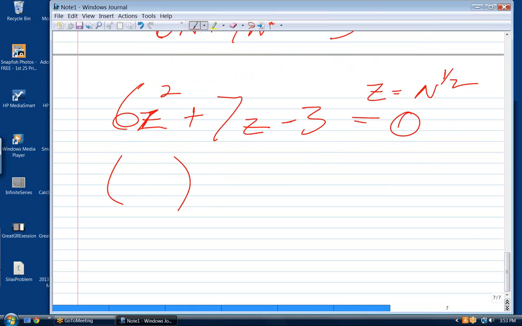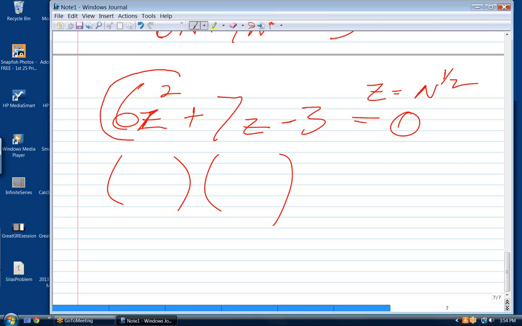I'll bet you this does factor, just because I would be surprised if they made it that difficult. Help me factor this. Hopefully it won't factor, and then we'll use the quadratic formula, and I'll show you how to use that.